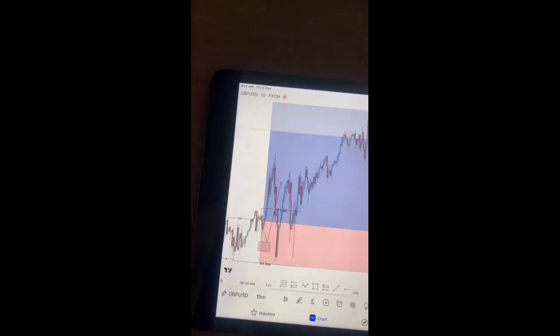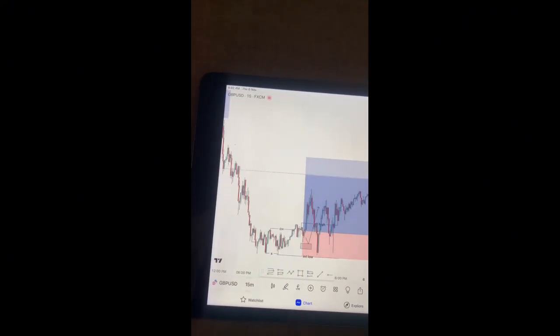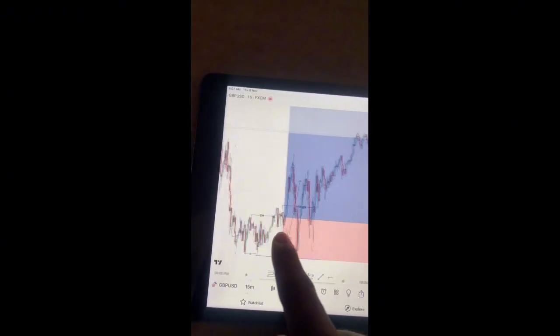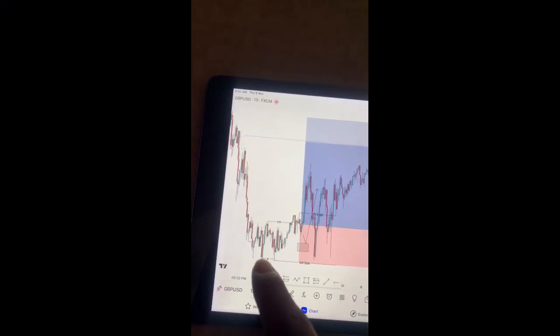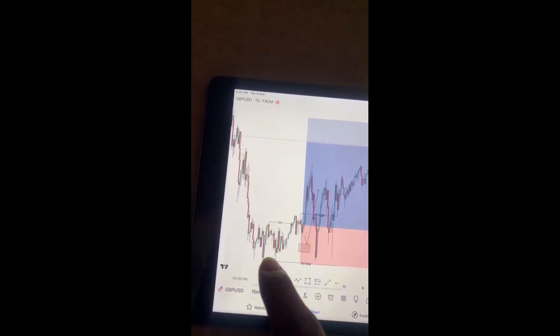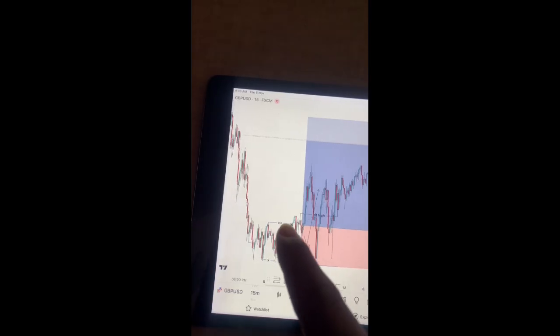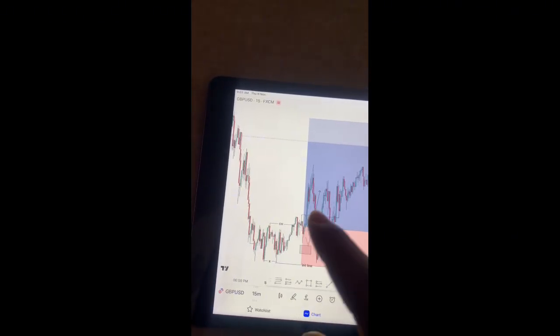Yeah, and I went to 15 minutes. Then I now saw what price is actually doing. So I saw that price gave us a lower high, lower low, lower high, and then price came here and swept liquidity.